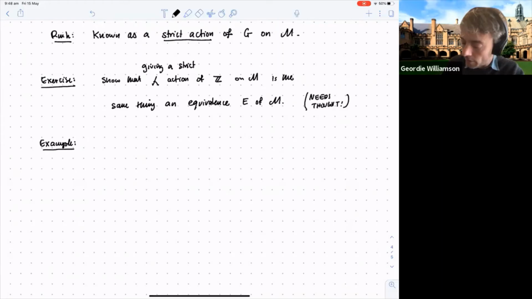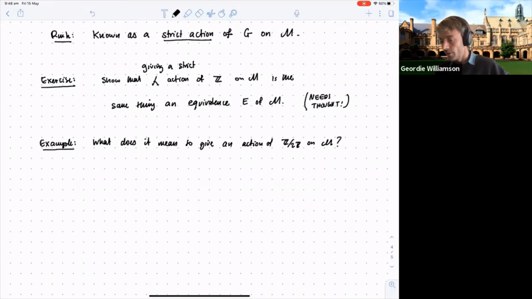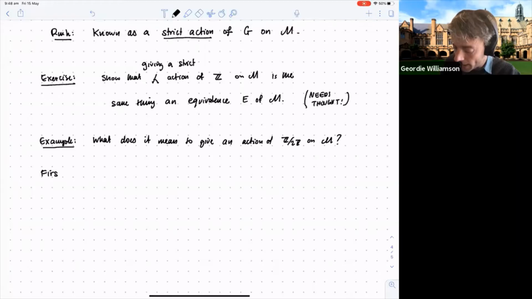And to convince you that it needs a little bit of thought, I just want to give another example. So what does it mean to give an action of Z mod 2Z on a category? I'll probably finish this example because it's really beautiful, and then we'll have a break. I'll probably go a little bit over, we might have our tea at 10 rather than 9:55.